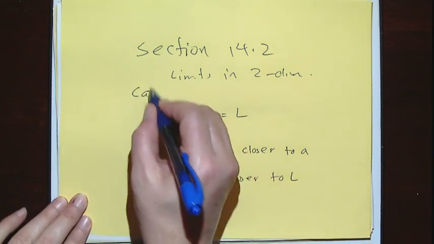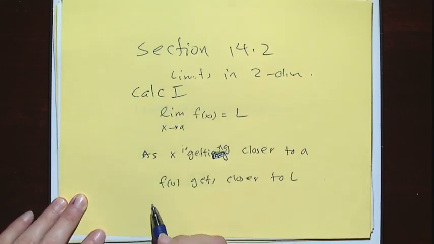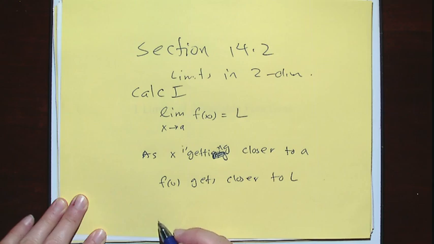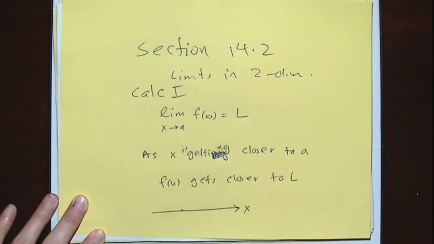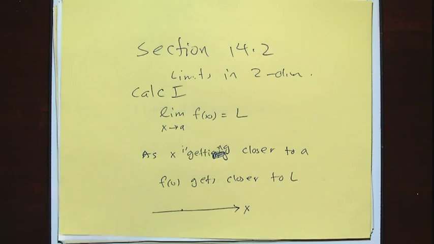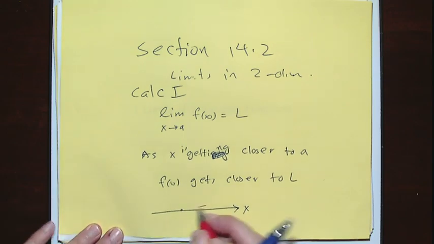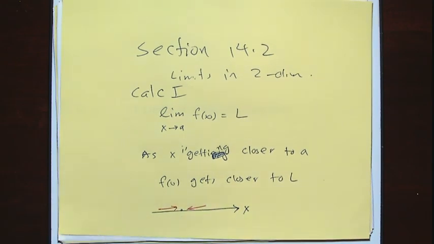Okay, so which direction did you have in Calc 1? What direction did you have? This is the number line for x. We would have left and right. So this is x equal to a. We would get closer to a from left or right.